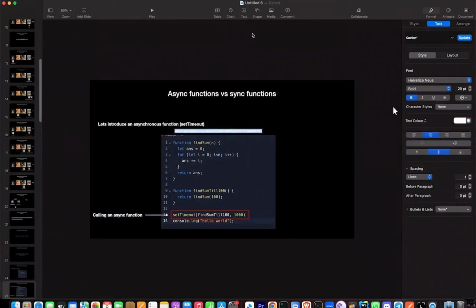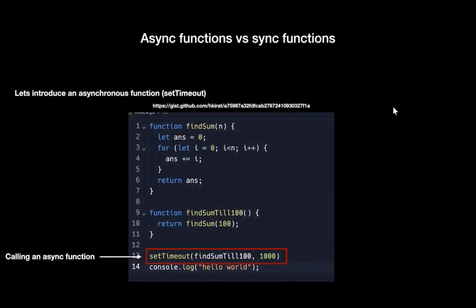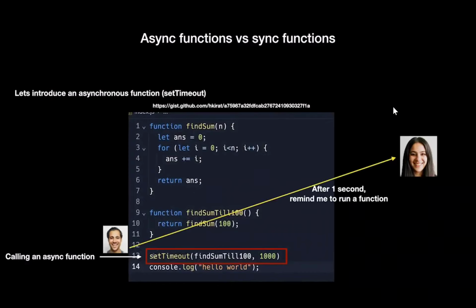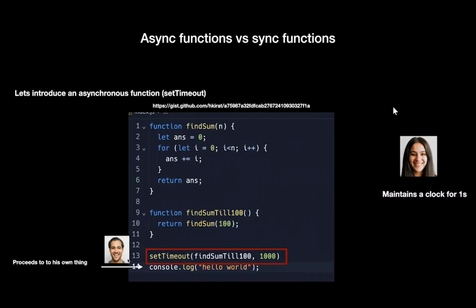Let's go back to the slides and proceed a little bit. We will see more visualizations soon. All right, this is how you call an asynchronous function. We've just called it so far. We haven't defined our own yet. We will eventually. This is similar to delegating the task to Kamla Didi. After 1 second, remind me to run a function, while this guy proceeds to do its own thing, which is boiling the water, cutting the vegetables, or in this case, calling hello world.